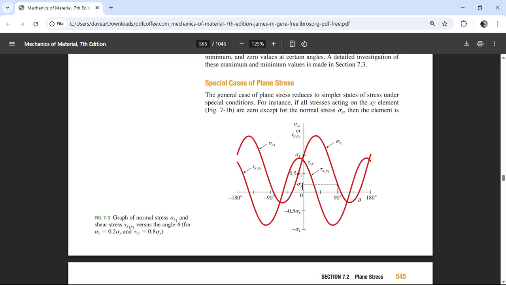What they just show is that sigma y is 90 degrees to sigma x. And that's a bummer, because I don't know exactly why.